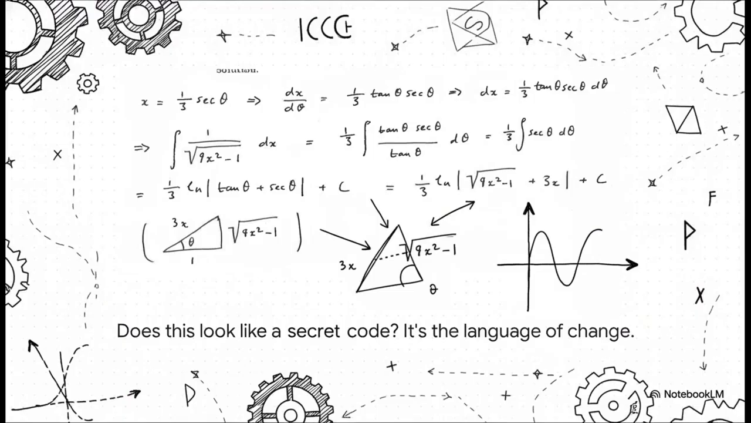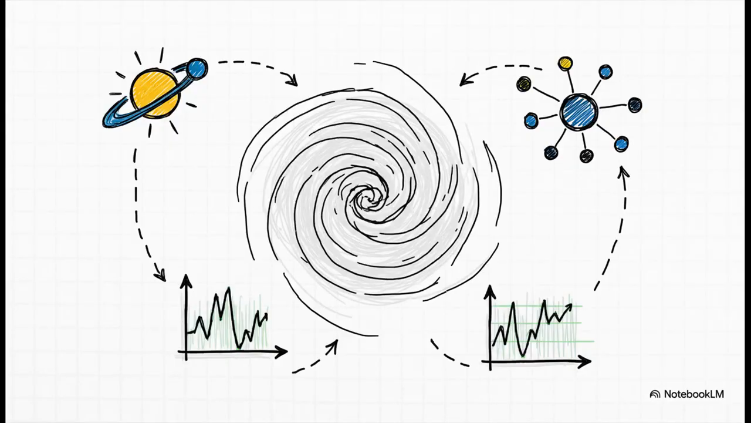Yeah, I know. At first glance, this looks completely impenetrable, right? It feels like some kind of secret language. And you know what? In a way it is. But it's not a secret that's meant to be kept from you. It's the language of change. Think about it. A planet's orbit, the way a disease spreads, the wild swings of the stock market. If something is moving or changing, calculus gives us the words, the grammar, to describe it with incredible precision.